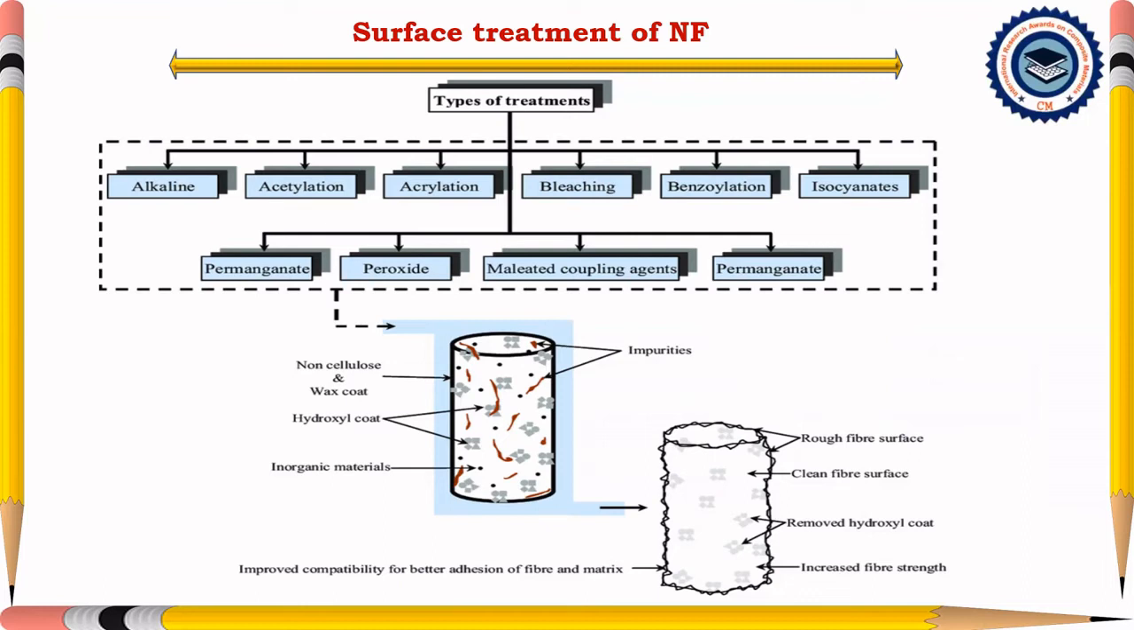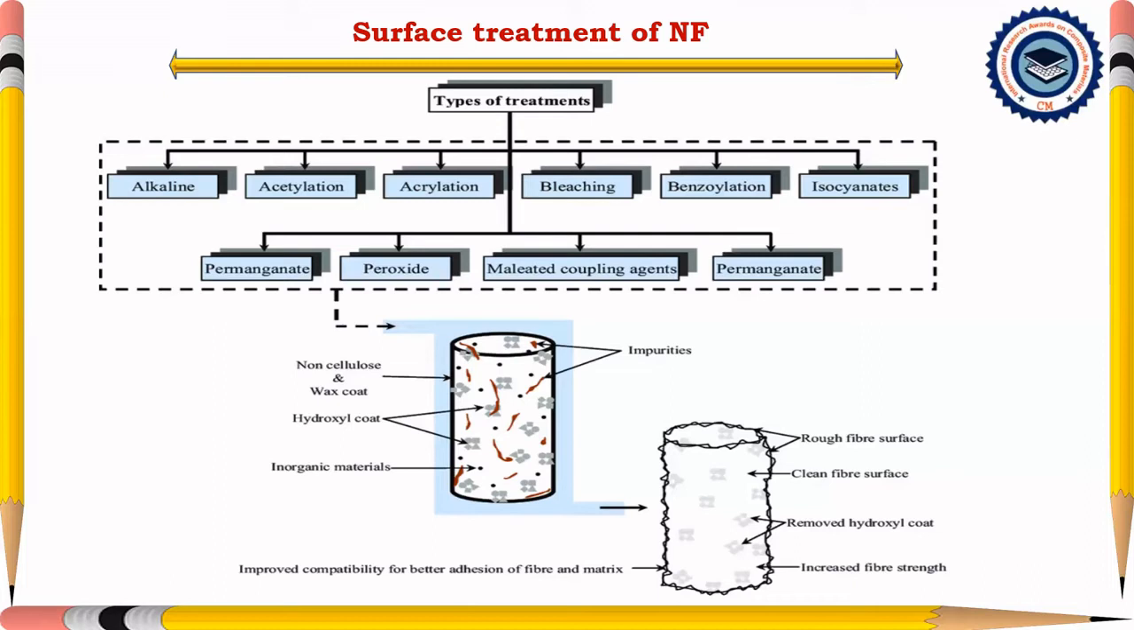Okay, how to eliminate or avoid this hydrophobic nature of natural fiber? The hydrophobic nature can be removed by some surface treatments. So what are the treatments available? First one, alkaline treatment, acetylation treatment, acrylation treatment, bleaching, benzoylation, isocyanates. Similarly, we can go for permanganate, peroxide, maleated coupling agents, and permanganate.